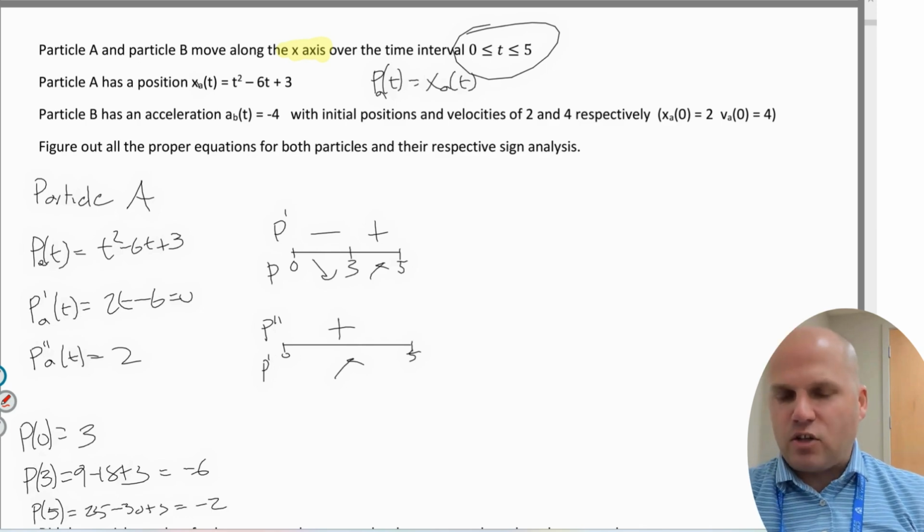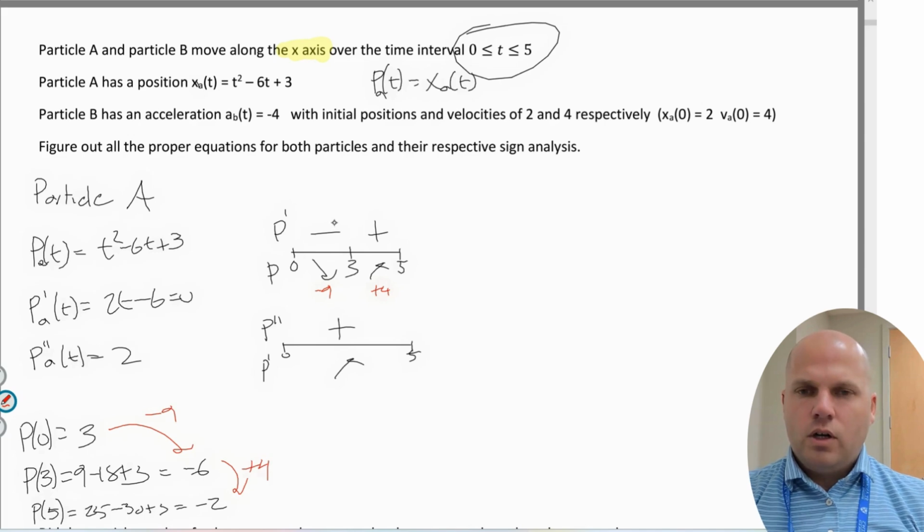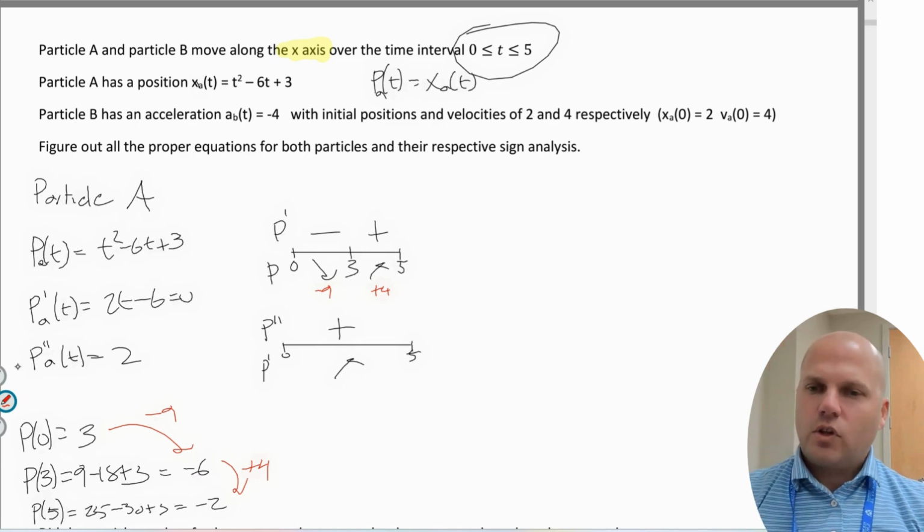I'm going to make sure these values make sense. I start at a position of 3. I decrease 9 to get to a position of negative 6. I then increase 4 to get a position of negative 2. 3 to negative 6, negative 6 to negative 2. Subtract 9, add 4. Does this make sense? My position decreases, then increases. It does. Great.